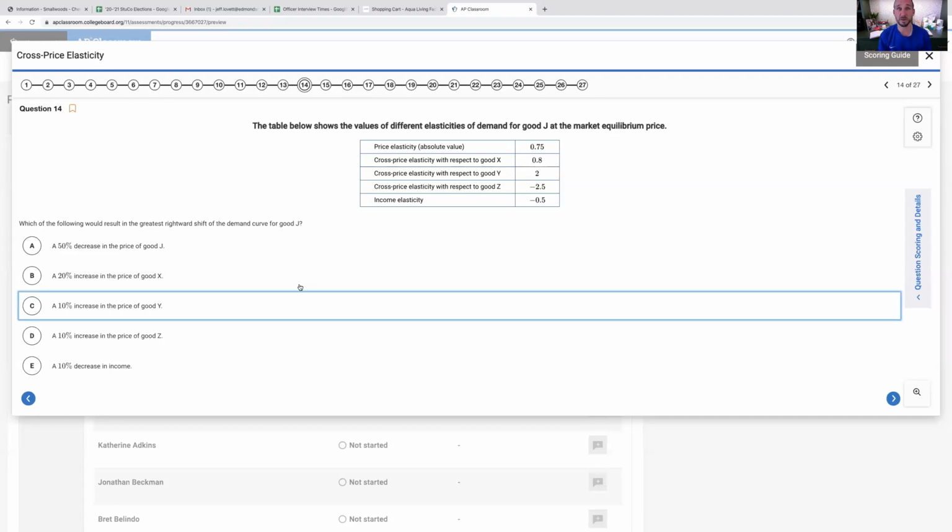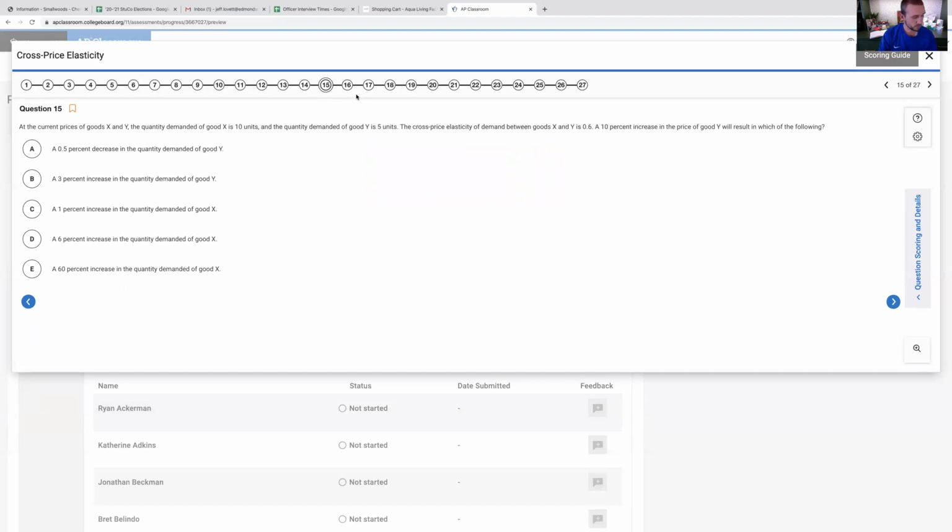There's a lot of stuff in there. I know I just spent like 6 minutes talking about this one question. But your answer there would be C because that would result in a 20% change in the demand of good J as opposed to a 16% change in the demand of good J with good X. Okay.